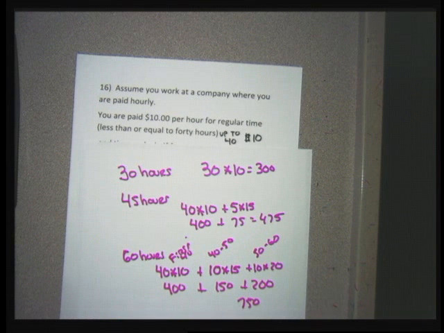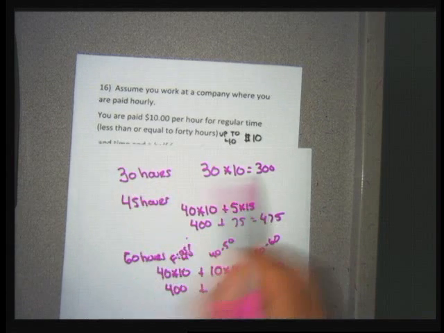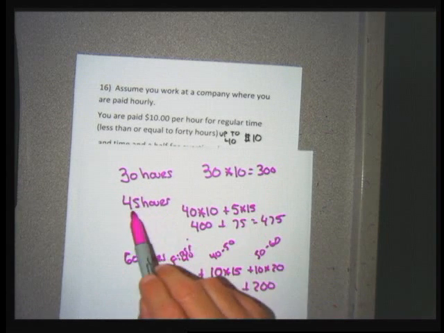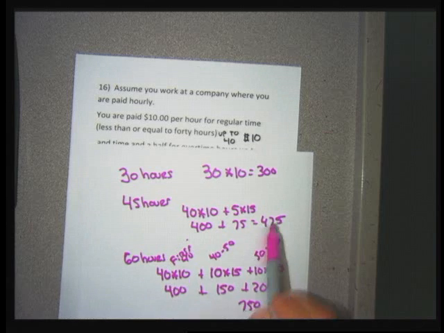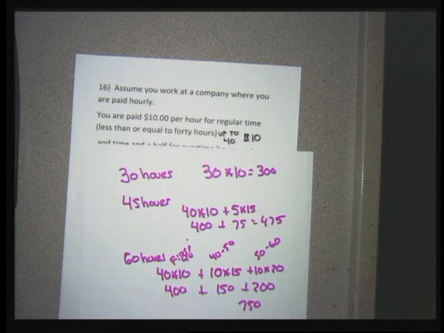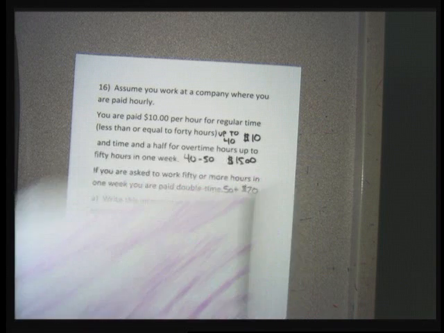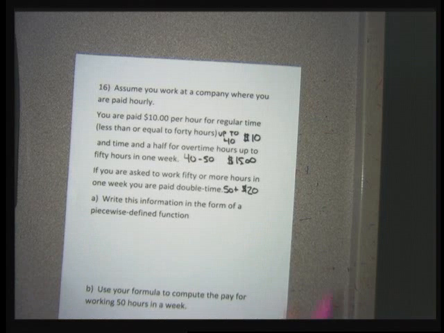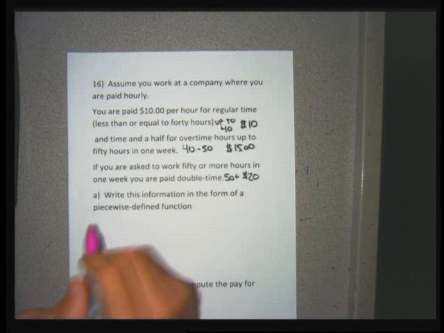So that's how this salary is designed. And I need to come up with a 3-layered piecewise function that would allow me to do these computations, so that I could use the function to figure out that if I work 30 hours I made $300, if I work 45 hours I make $475, and if I work 60 hours I make $750. Hopefully this isn't humbling, but it could be because it's a word problem. So I'm going to do this.